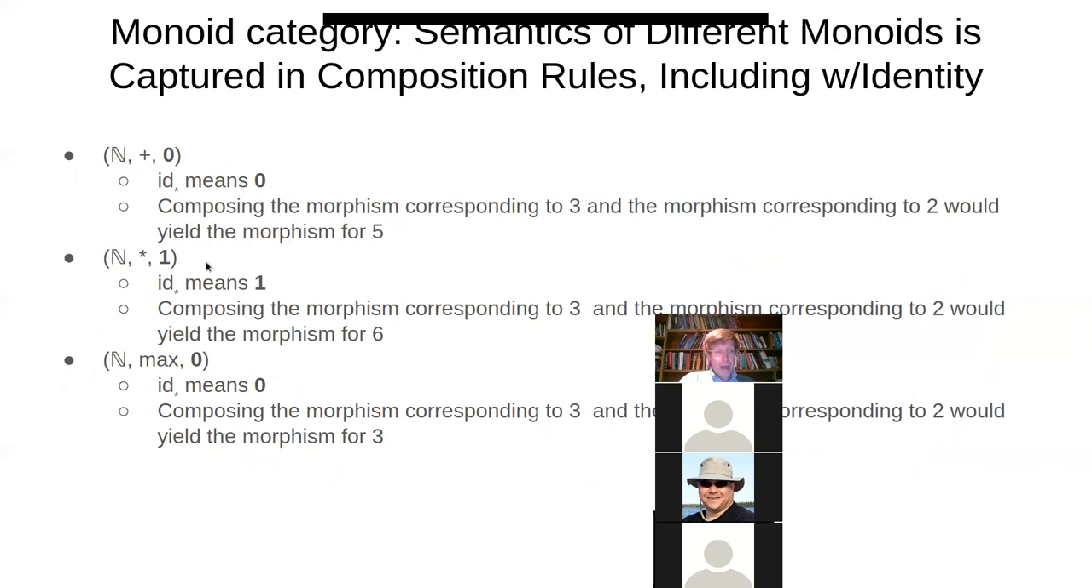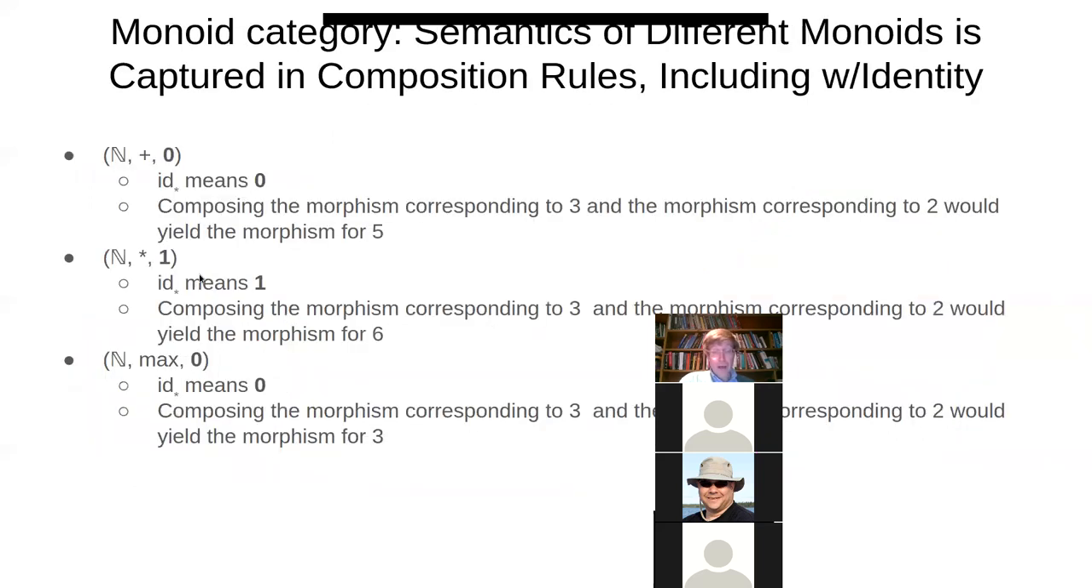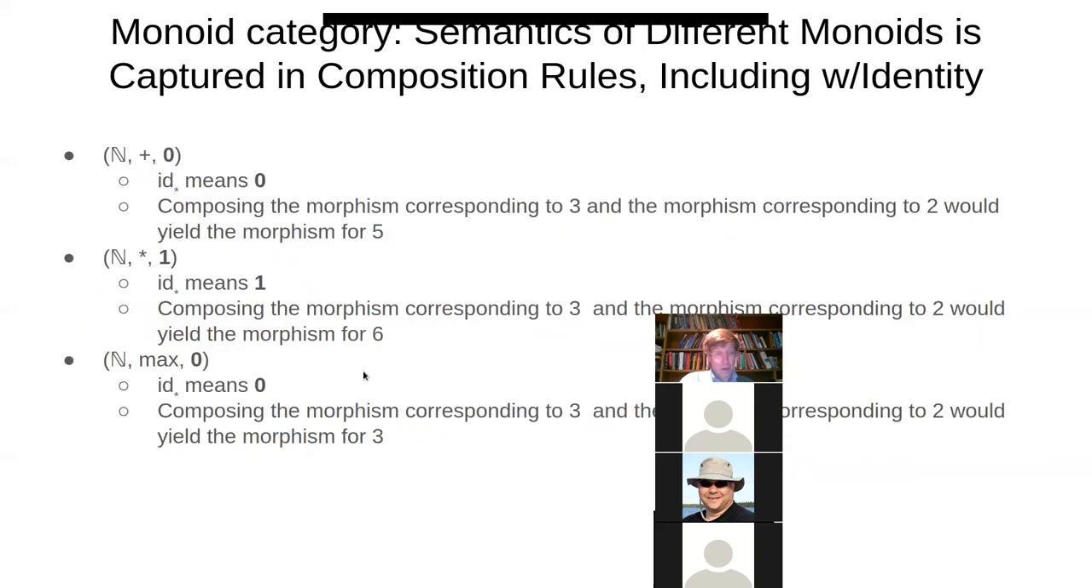If we were trying to capture, instead of this one, this one, the identity here would mean one. We would define it to mean, hey, that's one. And composing three and two as morphisms, some particular morphisms encoding three and two over here, would yield the morphism for six, right? We choose our rules for composition that we impose to guarantee that.